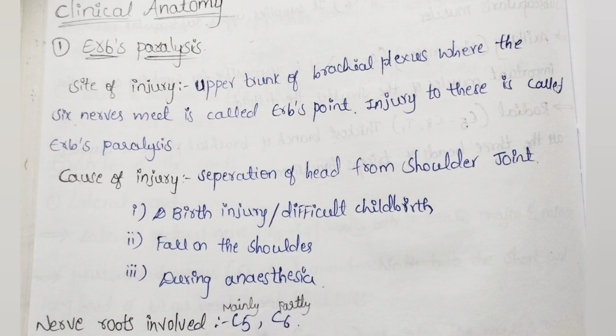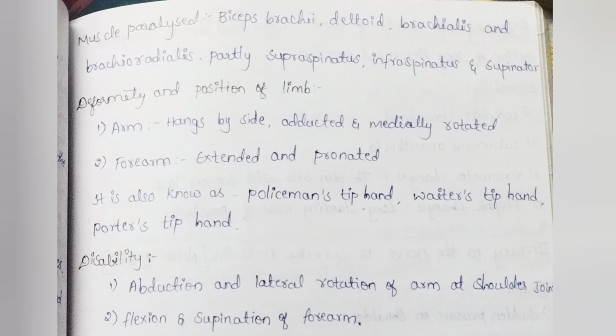Next, we will discuss deformity and position of the limb. Deformities: the arm hangs by the side, adducted and medially rotated. The forearm is extended and pronated. It is also known as policeman's tip hand, waiter's tip hand and porter's tip hand. This is very important and it is also asked in viva and in MCQs: policeman's tip hand, waiter's tip hand and porter's tip hand.